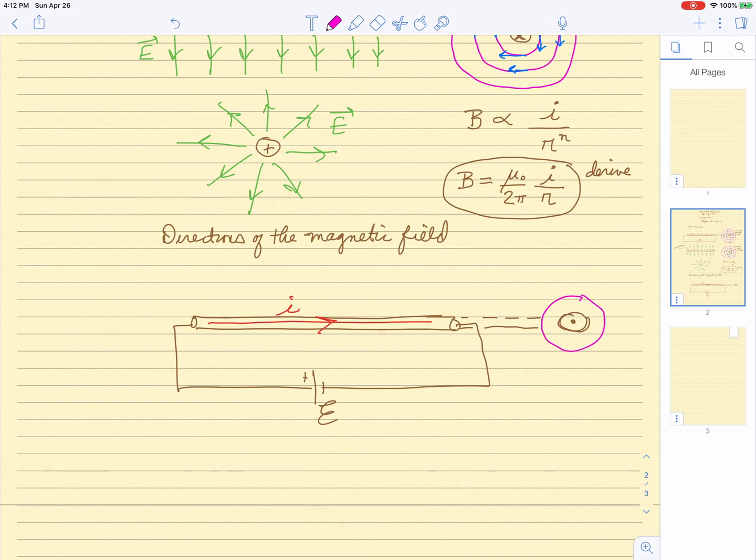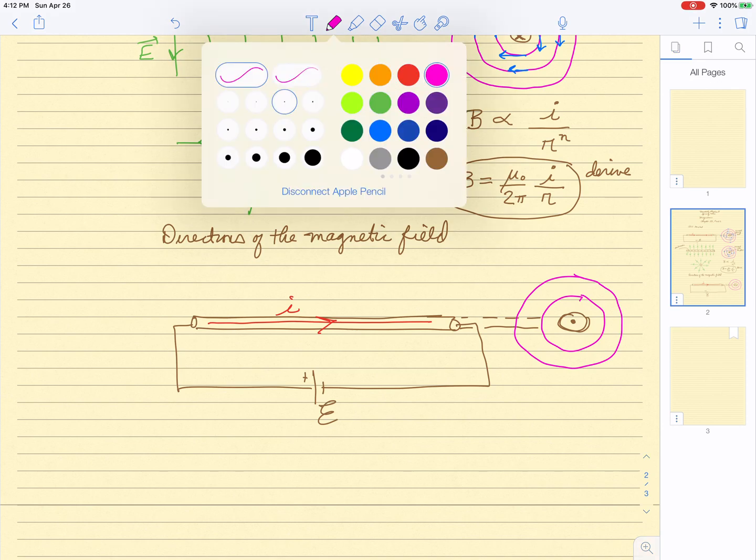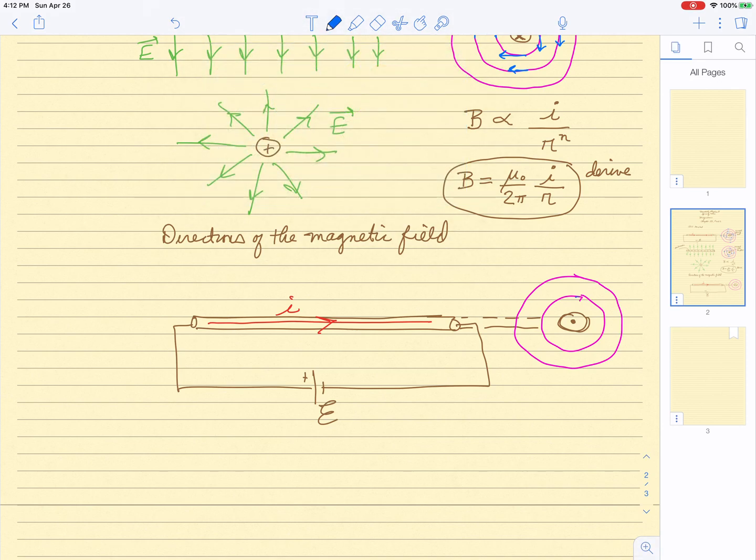we saw above that the magnetic field is going to be oriented this way. It'll be tangent to these concentric circles, right? So tangent to these concentric circles. And its strength will decrease as you move farther and farther away from the wire.